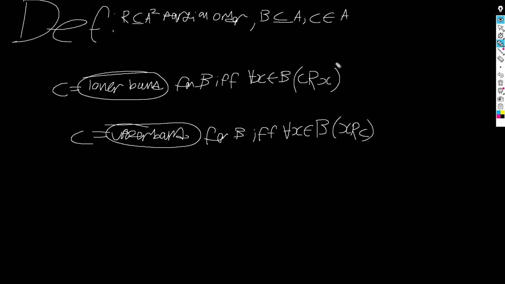And what you'll notice is that the definition for a lower bound and a smallest element looks really similar. That's because the only difference here is that C is an element of A. It does not have to be an element of B. So now we can say that a smallest element for a set B is just a lower bound for B that's also in B.